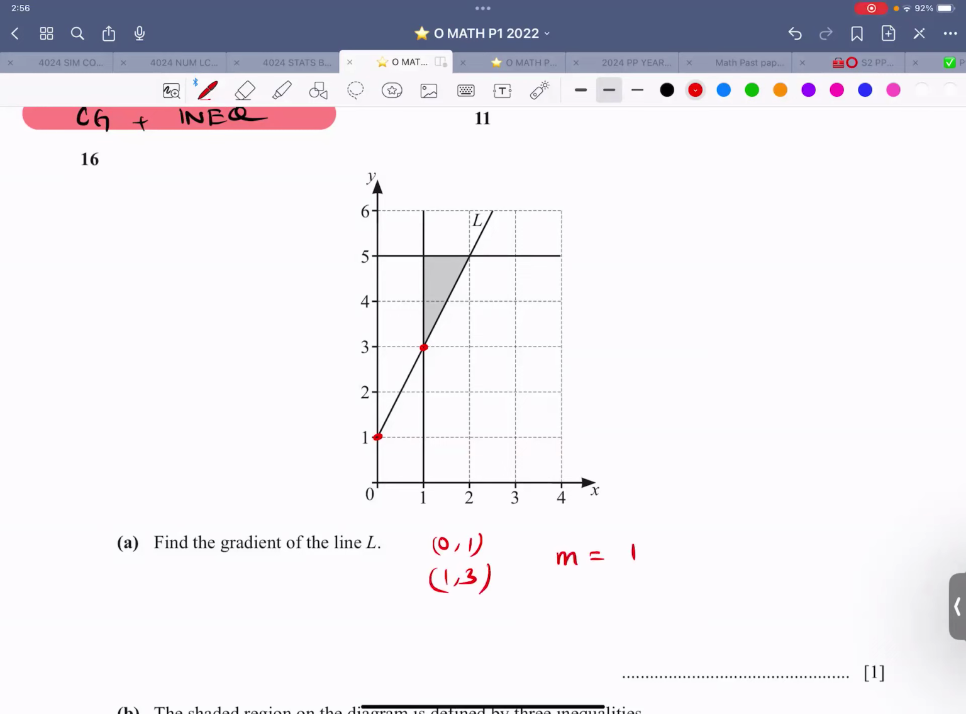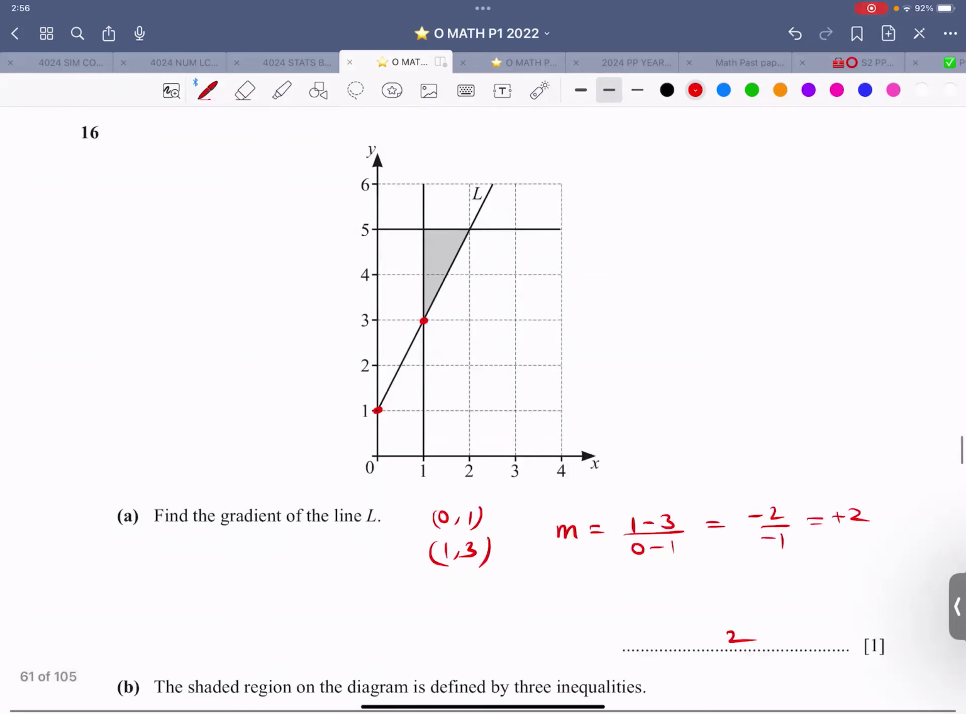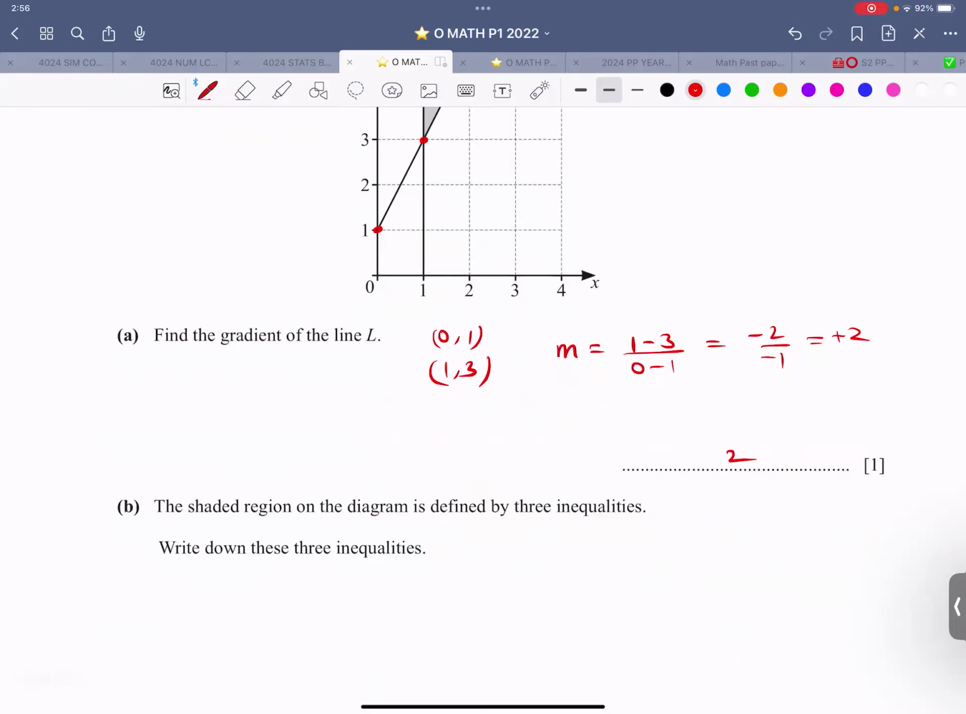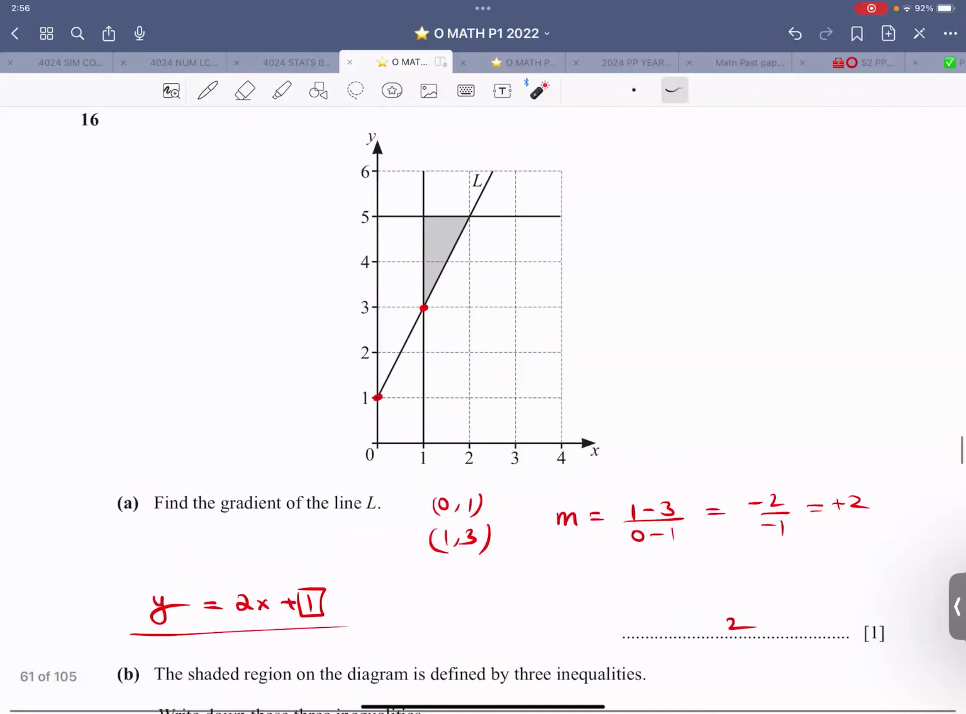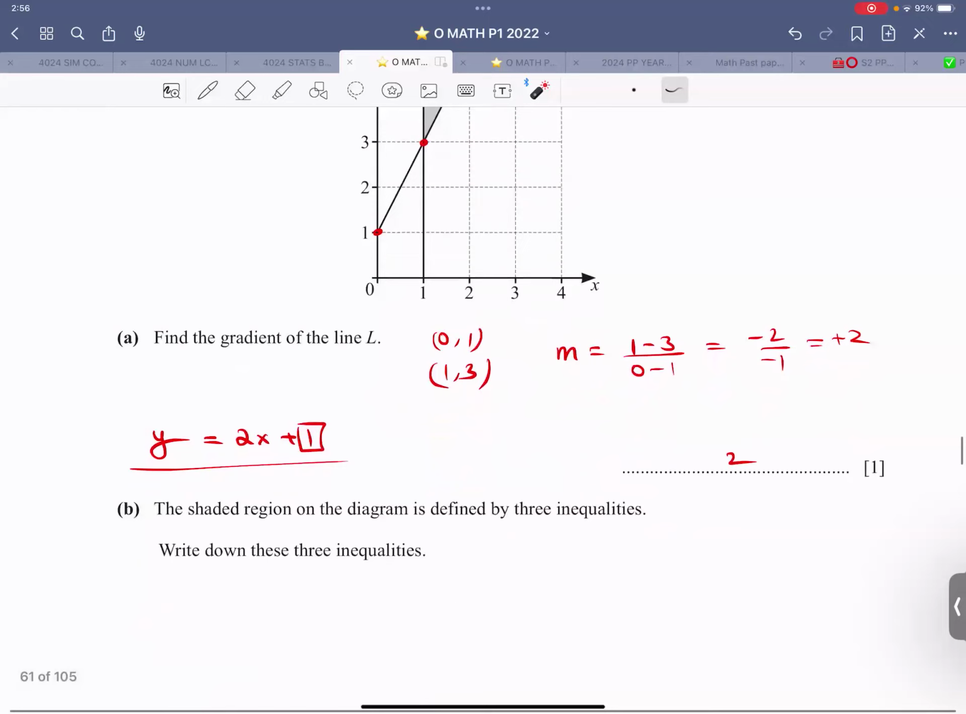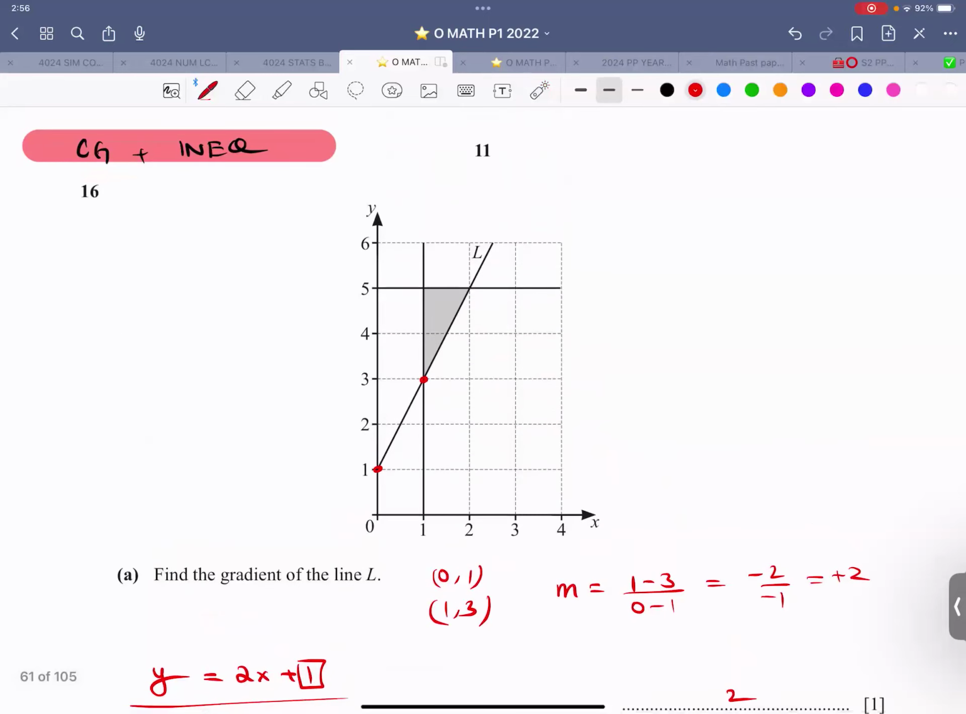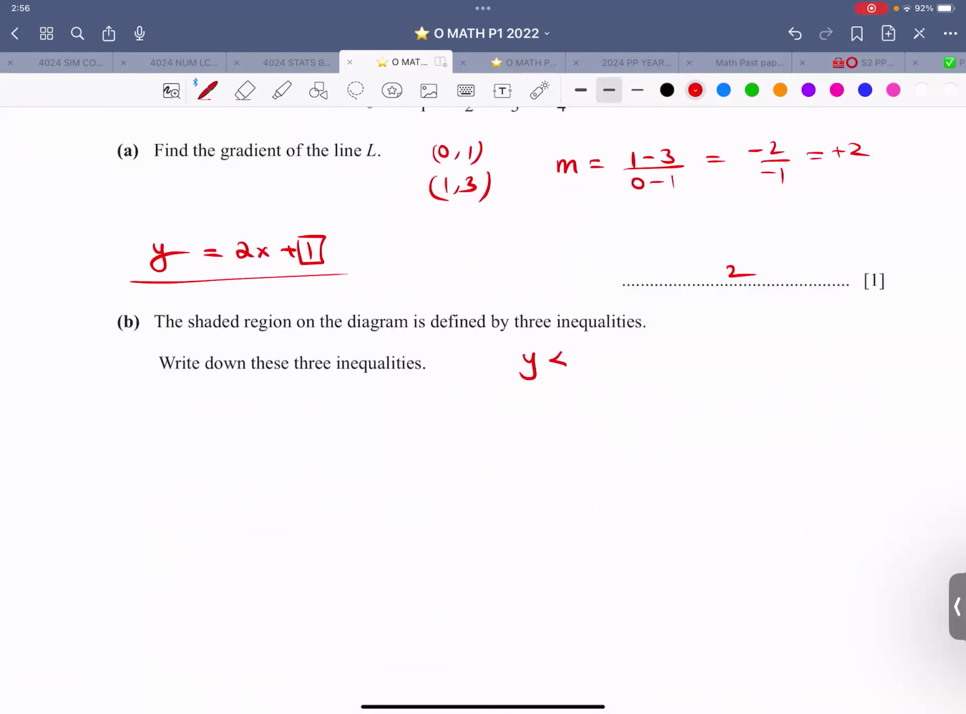Gradient is change in y over change in x: 1 minus 3, 0 minus 1. This is -2 over -1, which comes out to be +2. And naturally, I'd be looking for the equation y equals 2x plus 1. The y-intercept is 1. It further says the shaded region on the diagram is defined by 3 inequalities. This is the first one, the second one, the third one. Write down these inequalities. Let me call the shaded region R. R is below this line. This line is y equals 5. So this will become y is less than or equal to 5.